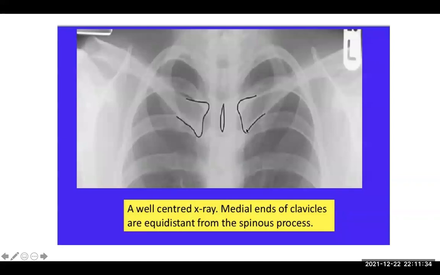The second thing is that you have to look very carefully in this part. This is the spinous process of the vertebra, and this is the medial end of the clavicle. Always, this spinous process should be equally distanced between the two clavicles. So it should be equal. If it is not equal, you should think in your mind that this patient may be in the rotation phase.